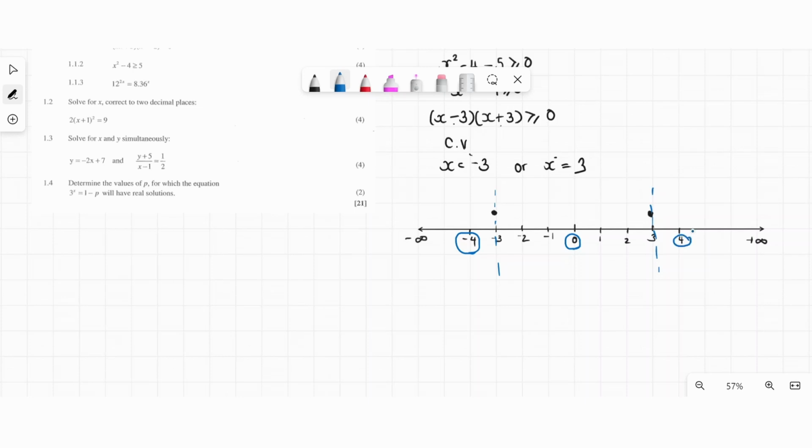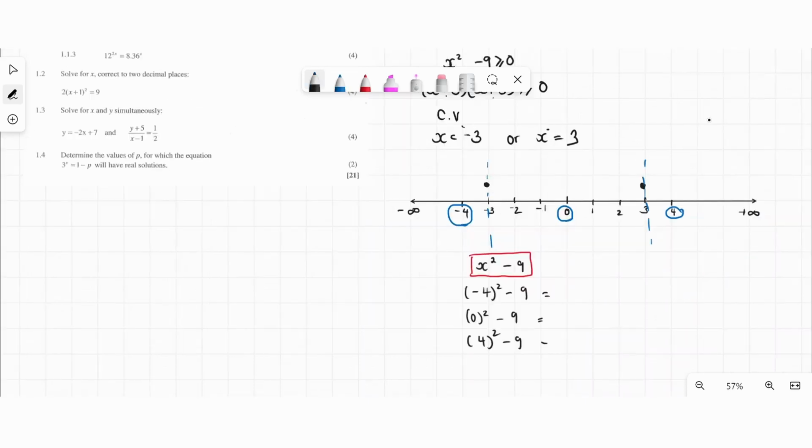Then what you're going to do is take those 3 numbers and substitute them here in the equation. After substituting in the one that I put in the red square, for the first one you're going to get +7. The second one, you're going to get -9. And the last one, you're going to get +7. What is important here is only the sign. So this one is positive, this one is negative, and the last one is positive, right?